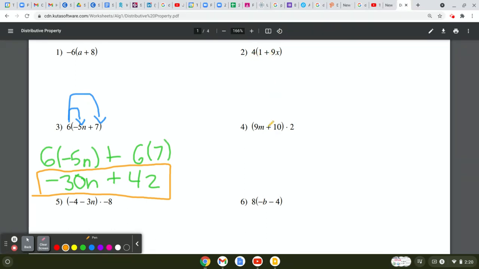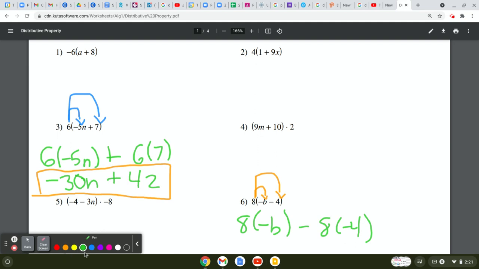Even up here, let's do another example. Let's do number 4. Actually, let's do number 6 since it's dealing with more negatives here. We're going to be distributing again the 8 with the negative b, as well as distributing it with my negative 4. So 8 times negative b minus 8 times negative 4.